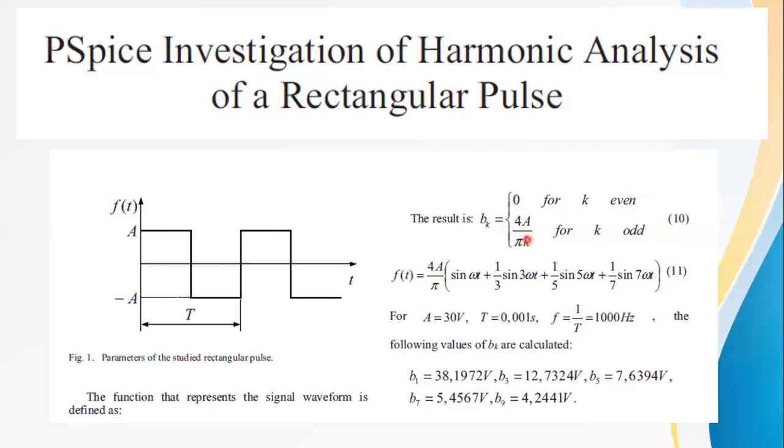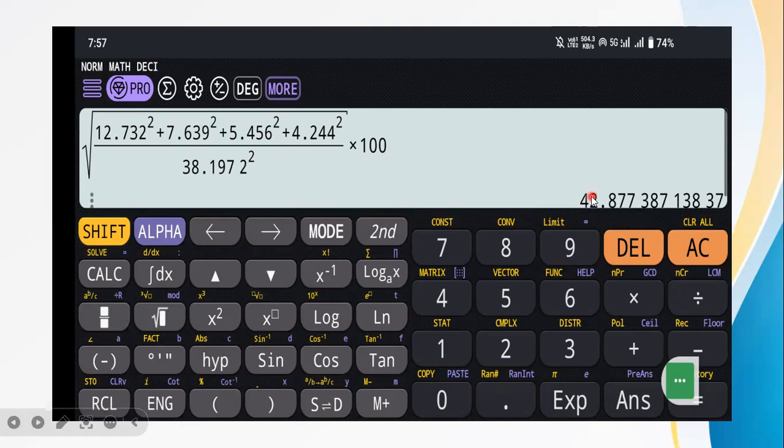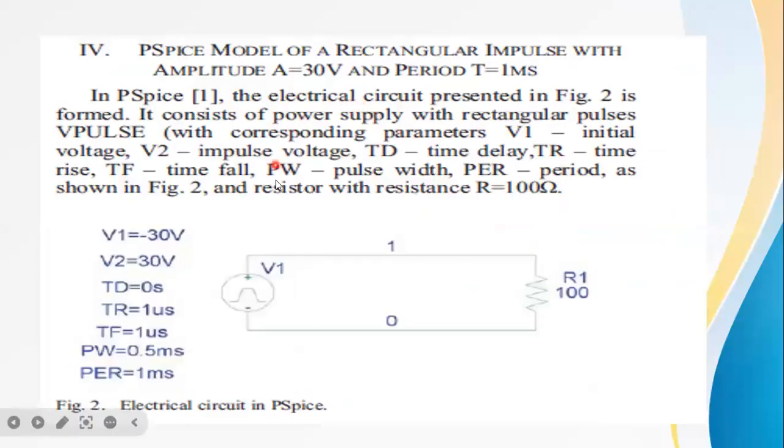For these calculations, A is equal to 30 volts, with different values of k. Like this, we get the total harmonic distortion theoretically. Then we have to verify it by using PSPICE. In PSPICE, first we have to generate this square waveform.